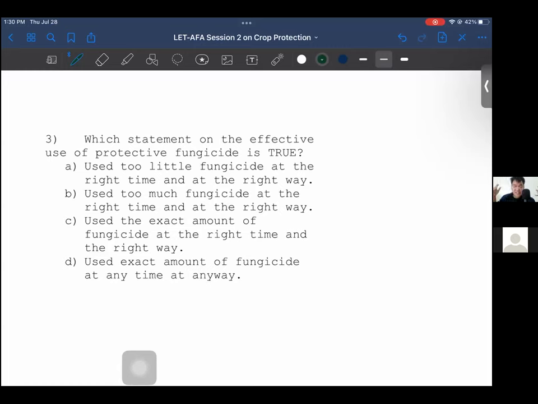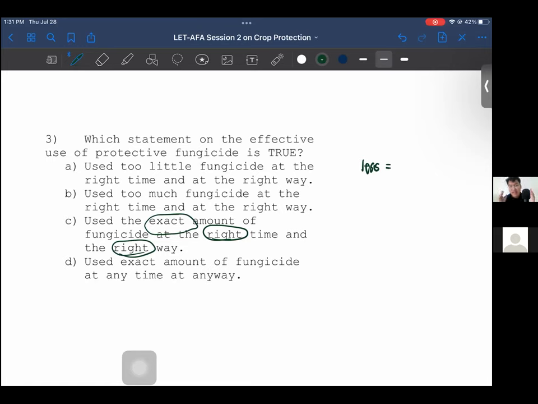And here, you can just look at the keywords. For example, exact, right, and right. Exact amount of fungicide at the right time, at the right way. So, bakit hindi ideal na gumamit ng less or too much? It's because kapag less na fungicide, it will not be too effective for controlling the disease that you are acting upon. And if it is too much naman, it can even damage your plants.